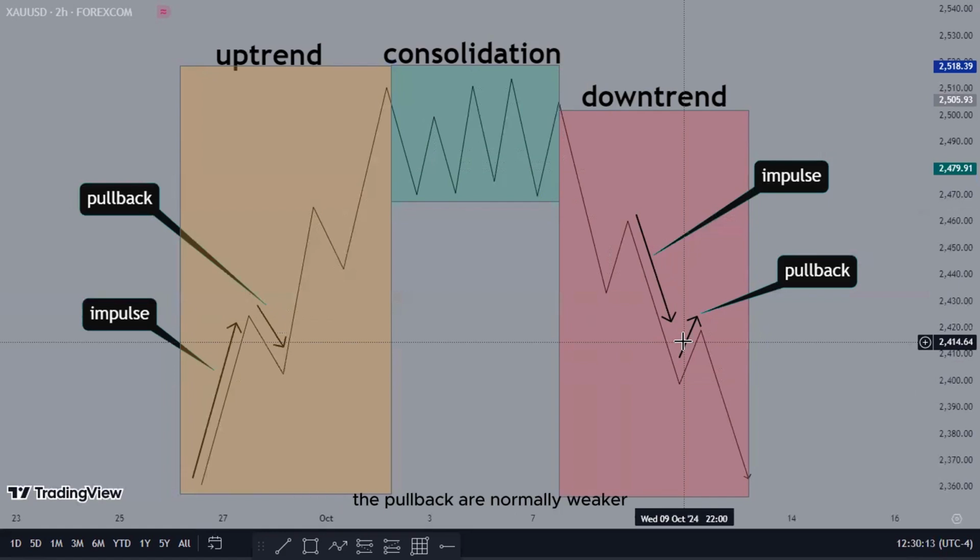The pullbacks are normally weaker. They always have smaller candles. They are weaker generally, but the impulse is made up of heavy candles and there's a lot of volume being traded in that direction. So trade in the direction of the impulse, not the pullback.